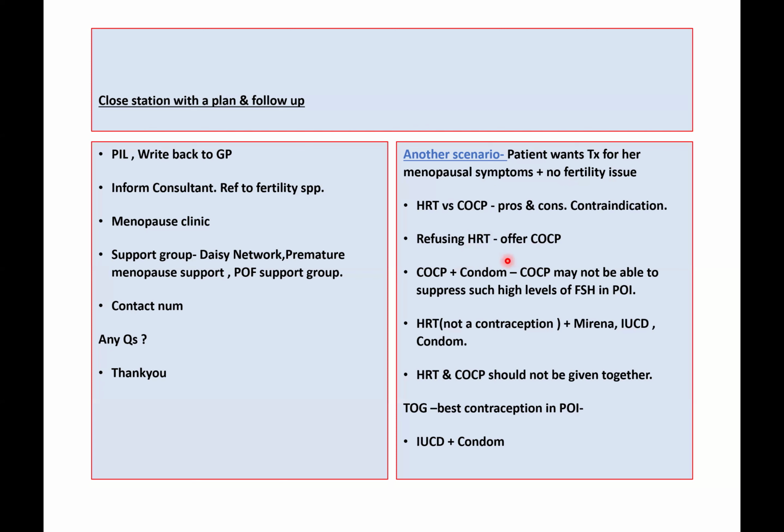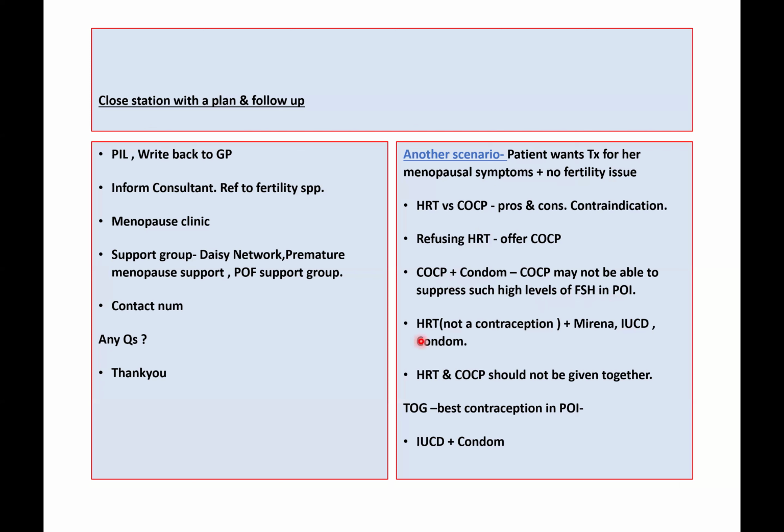So if this lady wants only the COCP and she doesn't want to have children, we know that still in 5 to 10 in 100 women, there is a chance that an egg can be released and she can get pregnant. So the talk says, give her one more option. She can use a condom with this COCP, because the COCP may not be able to suppress such high levels of FSH in POI.